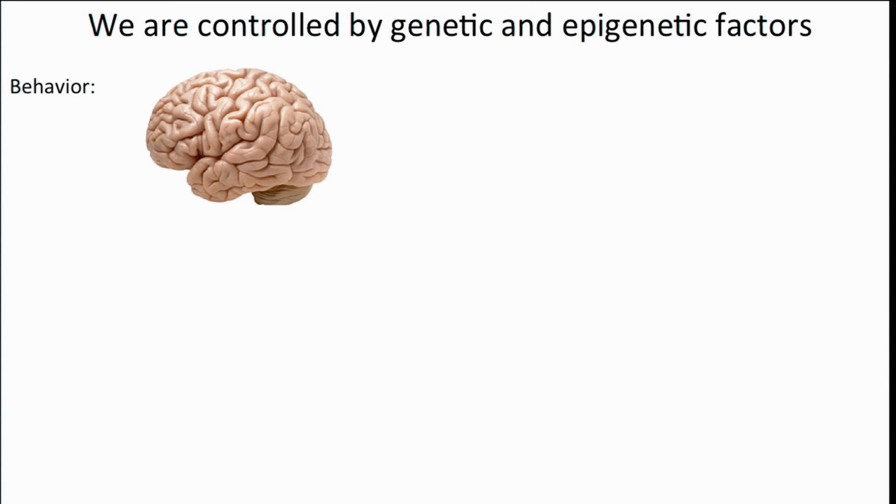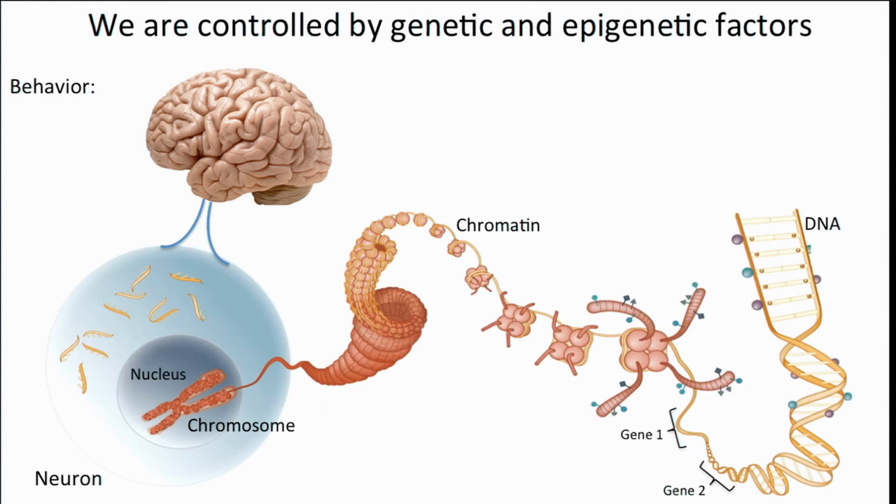So behavior is controlled by the brain, and the brain is made of brain cells. And you have a neuron here, with the cell body and the nucleus, and the nucleus contains chromosomes. Only one is represented here, but we have 23 pairs of chromosomes, including the sex chromosomes, XX for women and XY for men. And the chromosome is made of the chromatin, which contains the DNA.